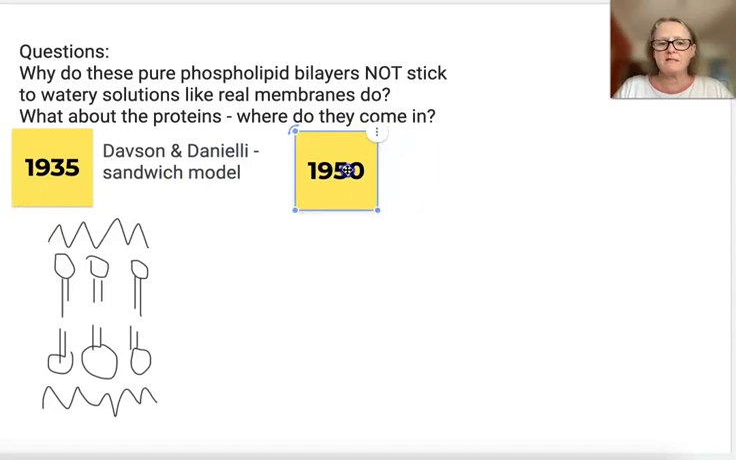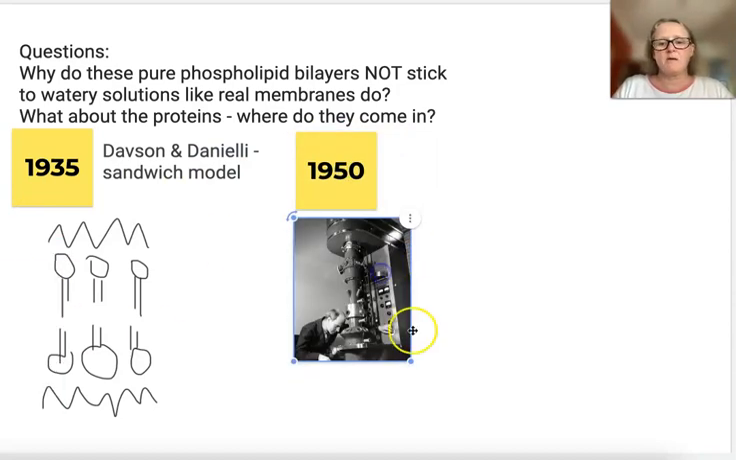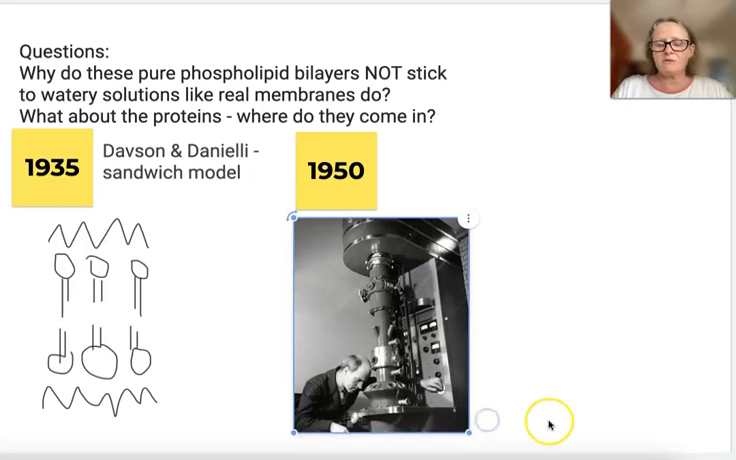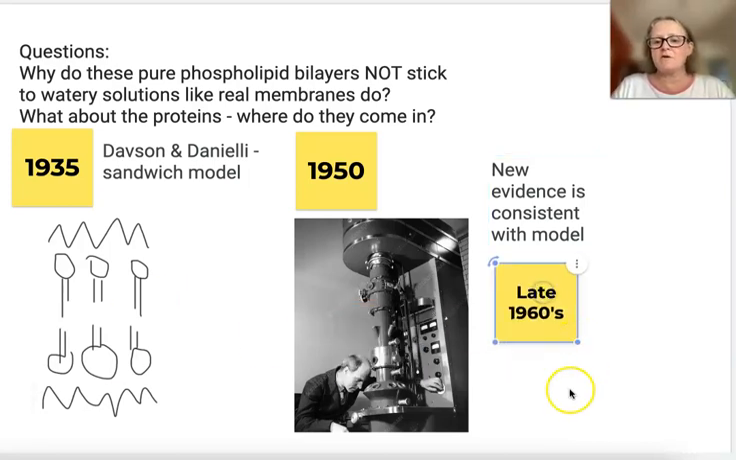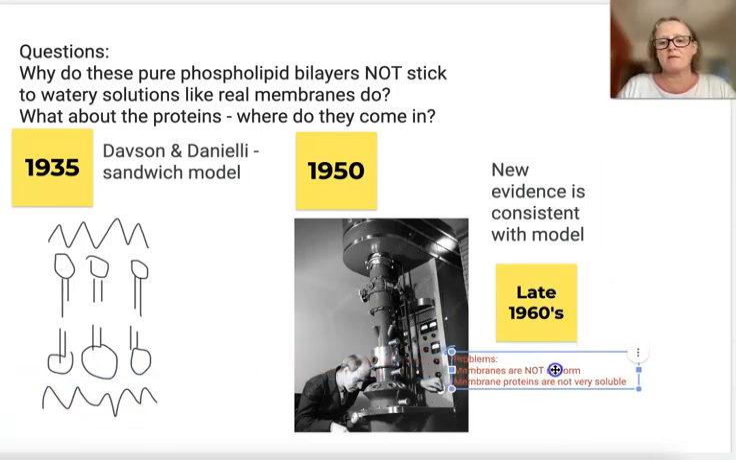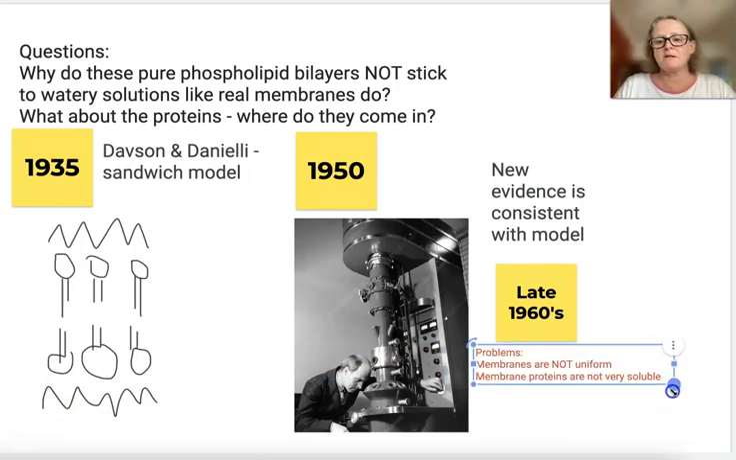So in the 1950s, when electron microscopes started to become a thing and they could make some images with it, so that's an image of an early electron microscope there, they were able to actually look at plasma membranes, and they were pleased to see that all the new evidence that came with the use of an electron microscope was consistent with the Davson and Danielli sandwich model. Great.